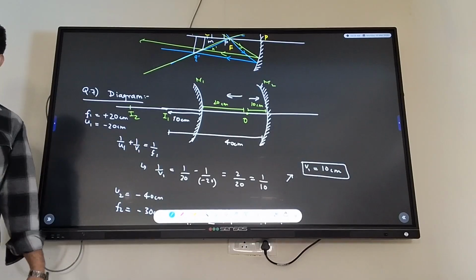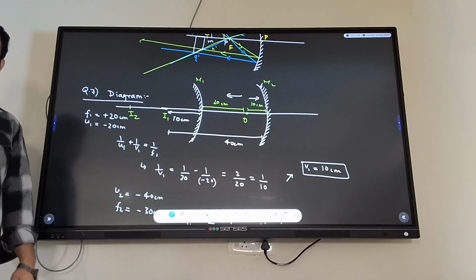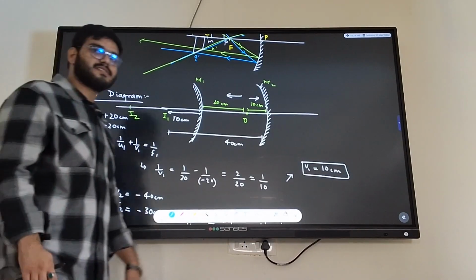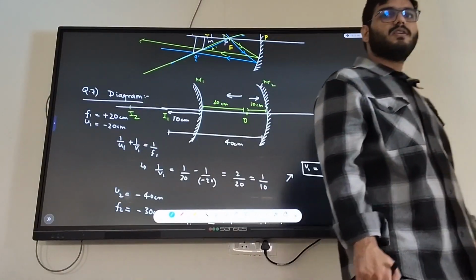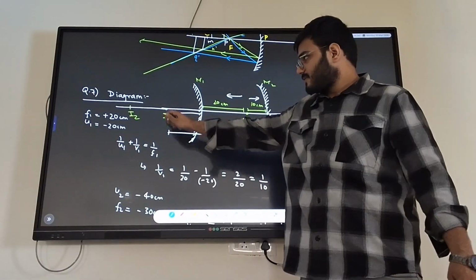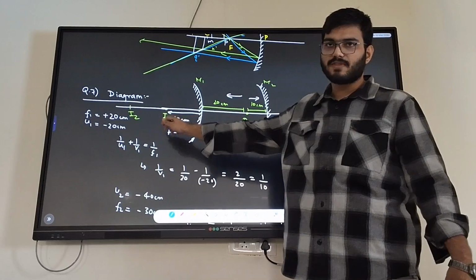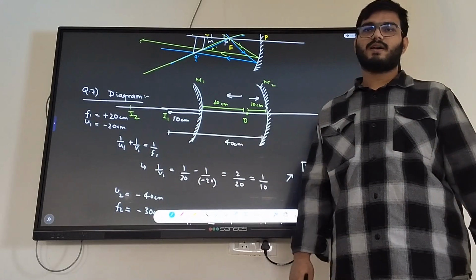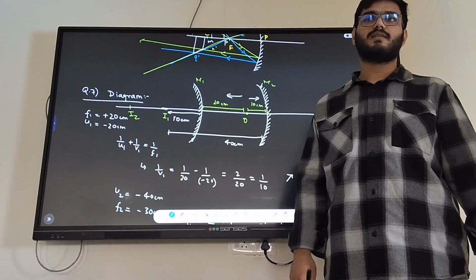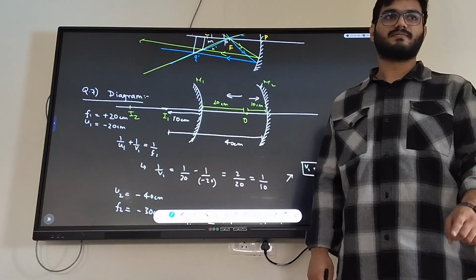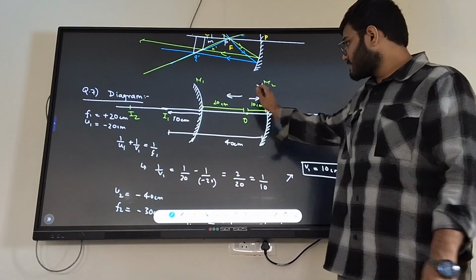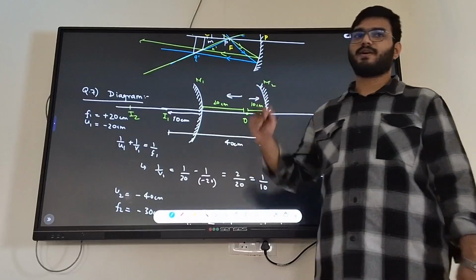Find the first image, take it as an object. Find the second. Now let me ask you this. With respect to M1, what is the nature of this point? Virtual. It's a virtual image.